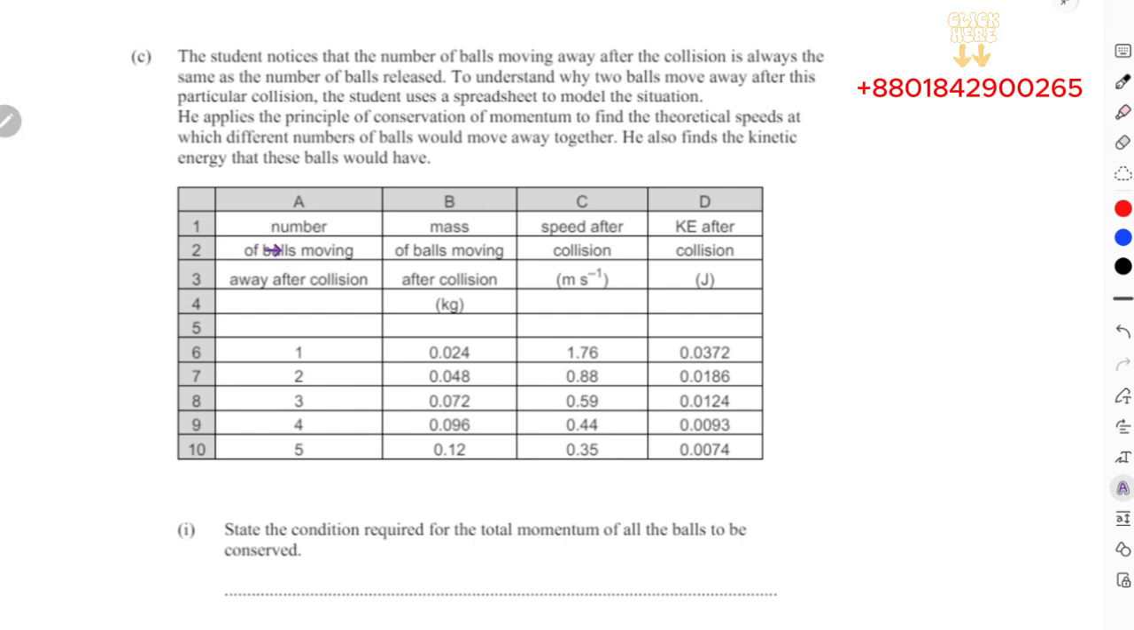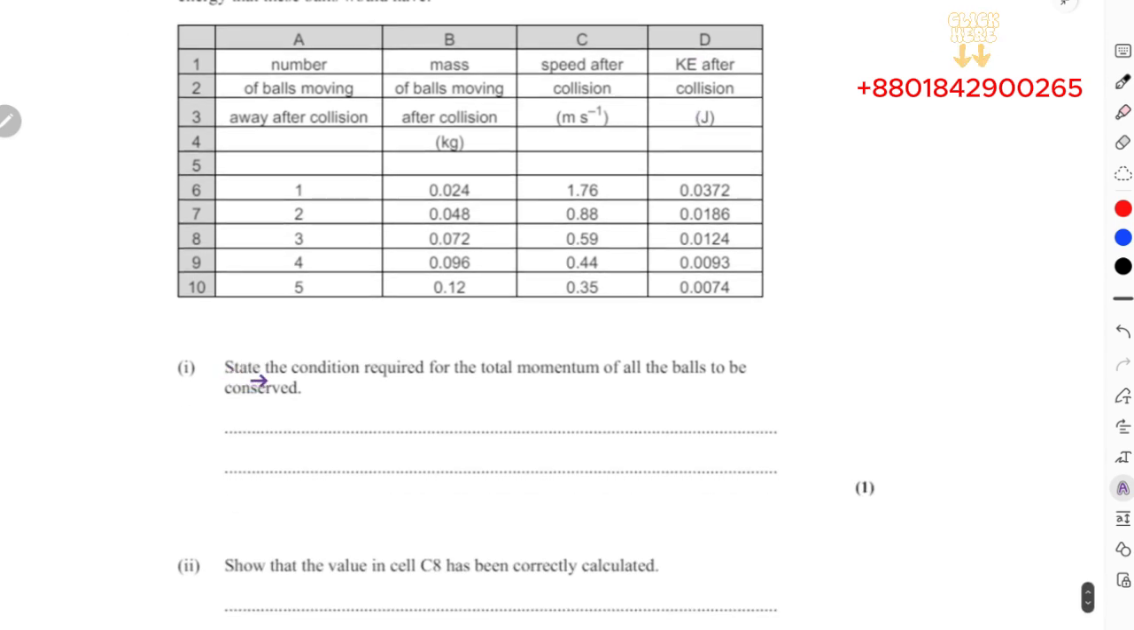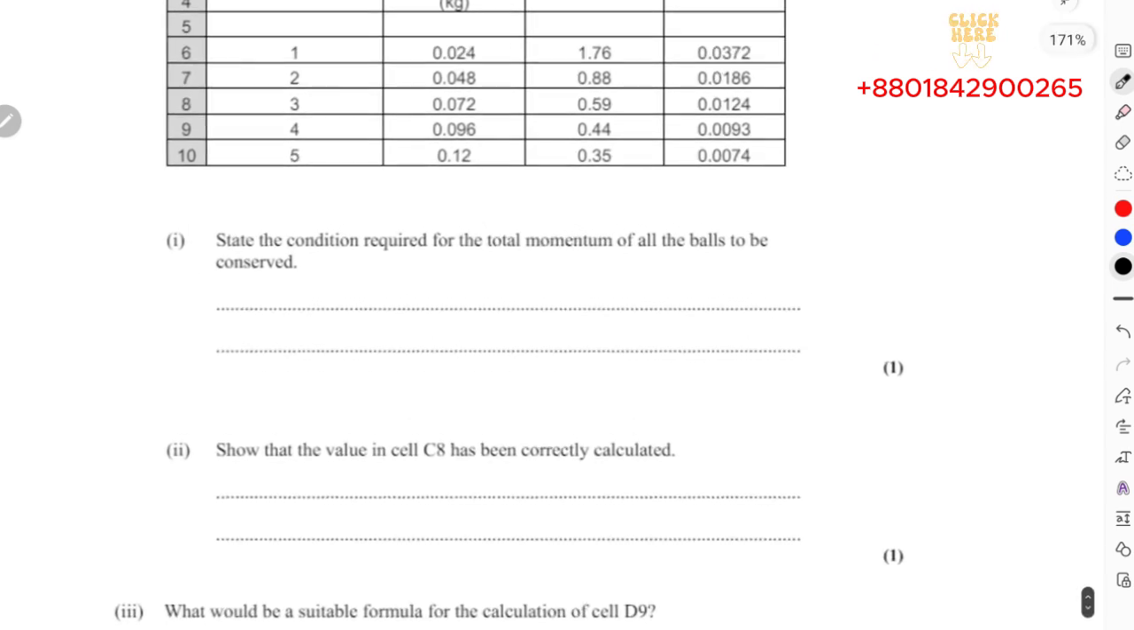First one says the number of balls moving away after collision, and B is mass of balls moving after collision, and the speed and their kinetic energy. And for part one, it says state the condition required for total momentum of all the balls to be conserved. Obviously, no external forces should act on the particles, right? Provided that no external force acts on the system. That is your one condition.